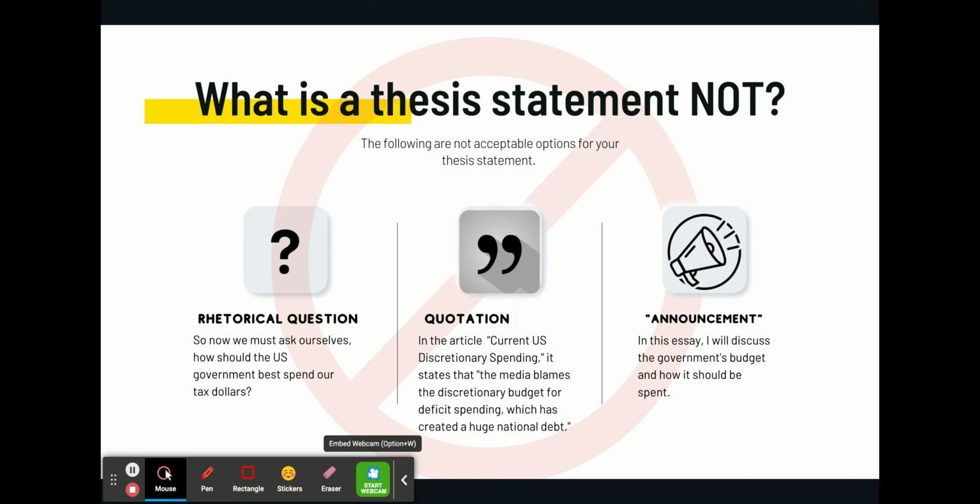Lastly, it should not be an announcement. For example, in this essay, I will discuss the government's budget and how it should be spent. Again, that does not answer the question. It does not provide anything that is arguable. Nobody's going to question that sentence. And also, announcing your thoughts is a little bit redundant because since this is your essay, it's already assumed that these are your thoughts.